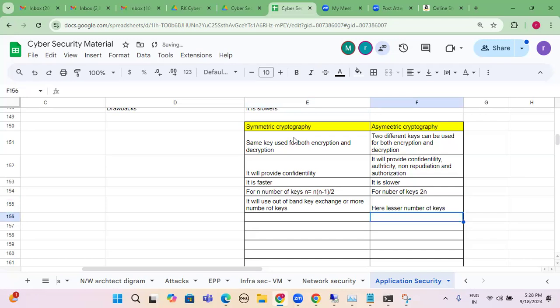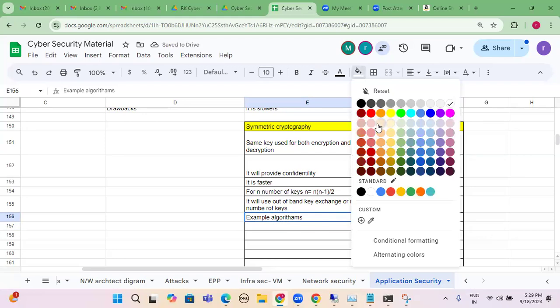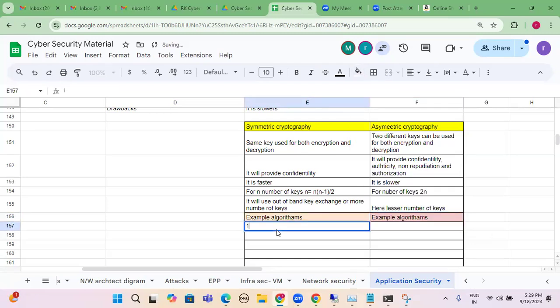Now coming back, it's a very, very important one: example algorithms. Several times in the class I discussed these algorithms on the symmetric and asymmetric side. There are more than 50 algorithms on the symmetric side. On the asymmetric side, to eliminate the drawback, there are around 5 to 6 algorithms. These algorithms are under development, and cryptography algorithm development is also ongoing.